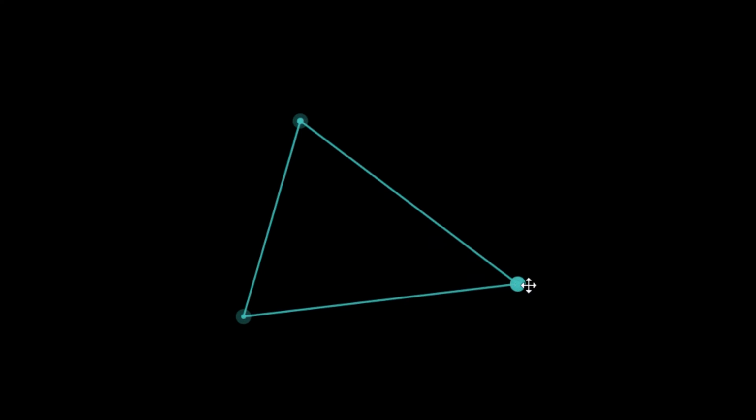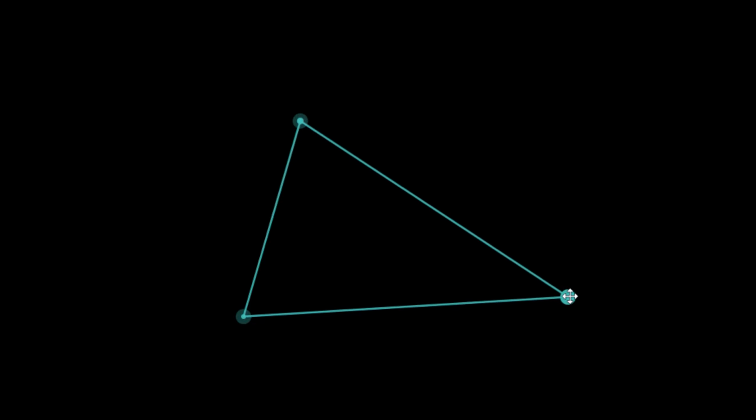If only two of the lengths are equal, so for example we could draw a triangle something like this, and we can say that this length here is equal to this length here, but it's different from this length. So only two of the lengths are equal. Then we would call this triangle an isosceles triangle.